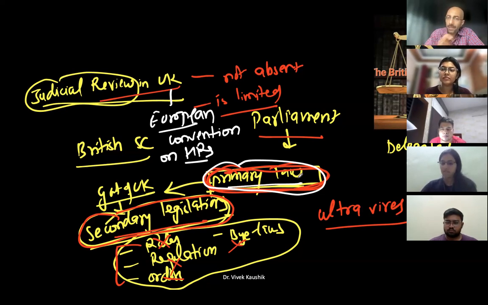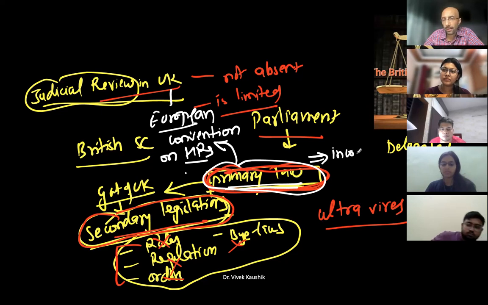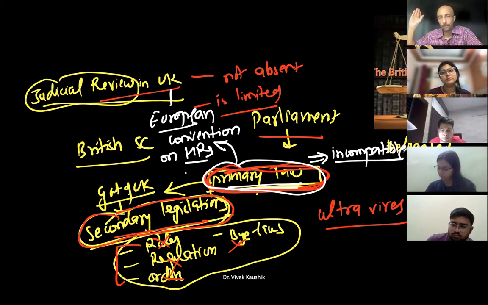Therefore, what the Supreme Court in UK can do: if a primary law made by British Parliament violates the British Constitution, then it would be helpless. But if that primary law made by the Parliament violates this European Convention on Human Rights, then the Supreme Court can declare this primary law as incompatible. This is called declaration of incompatibility.